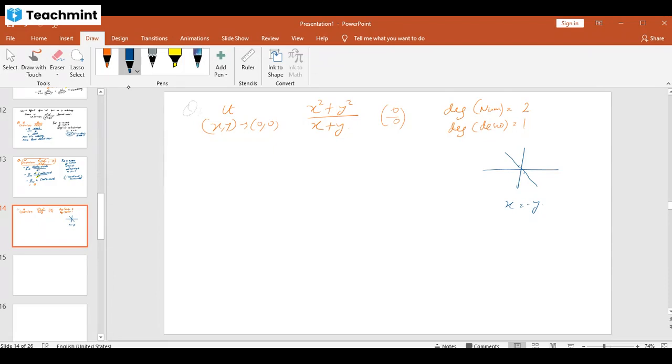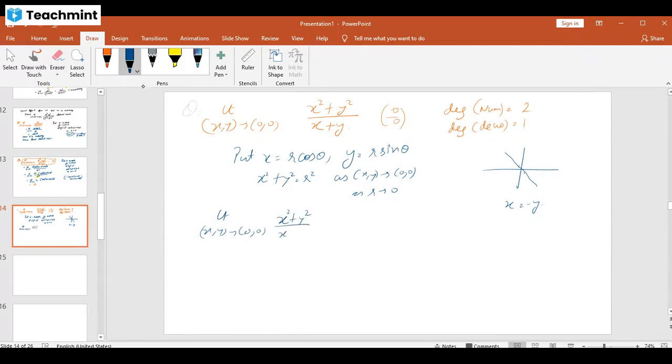If I want to prove the same, what can we do? Again, we have a factor x square plus y square, so we can convert it into polar form. Put x equal to r cos theta, y equal to r sin theta. So we get x square plus y square equal to r square. As (x, y) approaches (0, 0), it implies that r approaches 0. So we have the limit as (x, y) approaches (0, 0) of (x square plus y square) upon (x plus y).